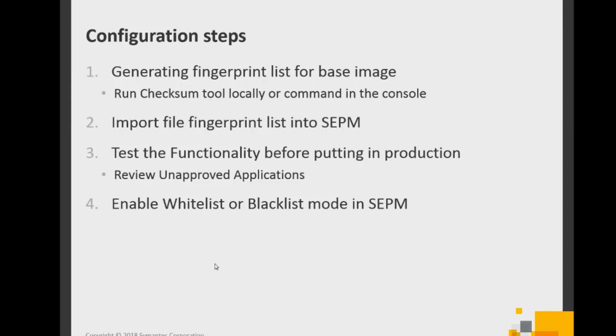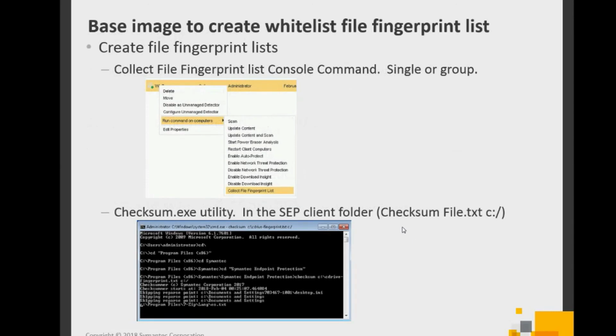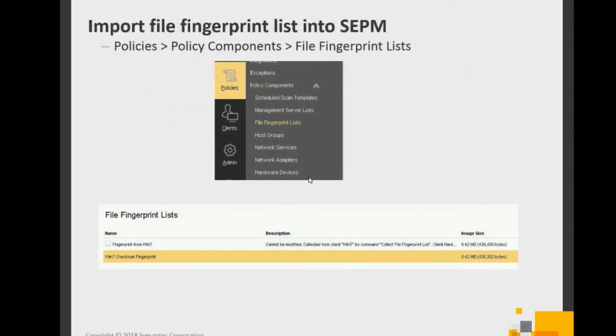Let's recap. There are 4 steps in turning on system lockdown: generate a fingerprint list, import the fingerprint list into the manager, thoroughly test the functionality before moving to production, and then enable whitelist or blacklist mode in the manager. And there are 2 methods of gathering the fingerprint list, either through the console or through the checksum command that Symantec provides in the Symantec Endpoint Protection folder.